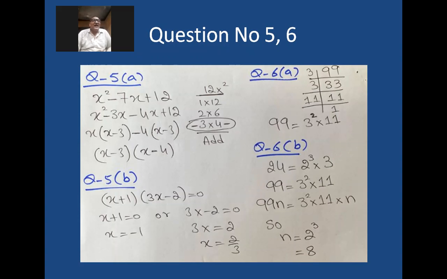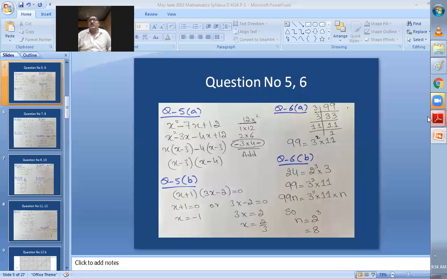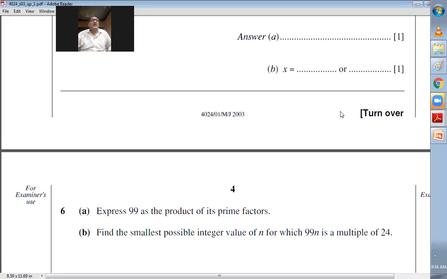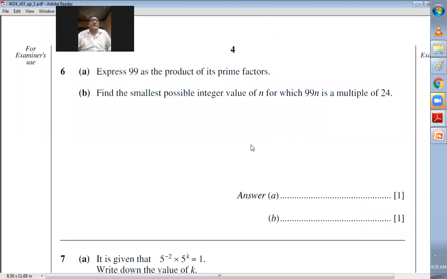We found the value of the x. So this is question number 5B part. So let's move to the next question. That's question number 6. In the question number 6, it says express 99 as the product of its prime factors.